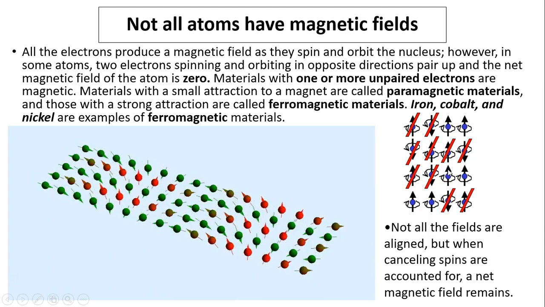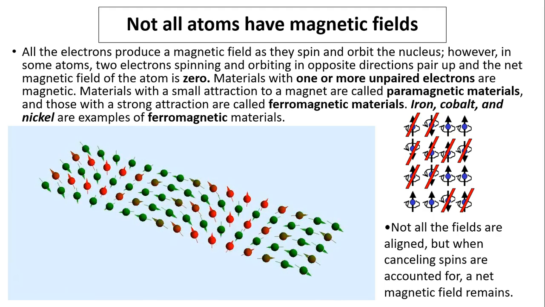Not all atoms have a magnetic field, though, even though all atoms have electrons. Why is that? All the electrons produce a magnetic field as they spin and orbit the nucleus. However, in some atoms, two electrons spinning and orbiting in opposite directions pair up and the net magnetic field of the atom is zero. As you can see, this green and the yellow may cancel each other out, right? So materials with one or more unpaired electrons are magnetic.